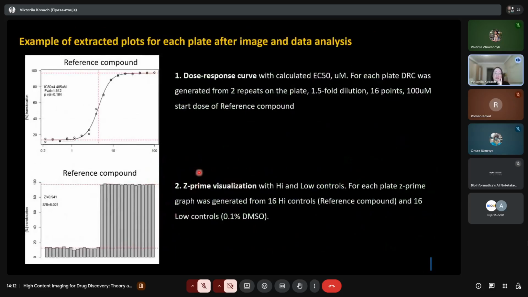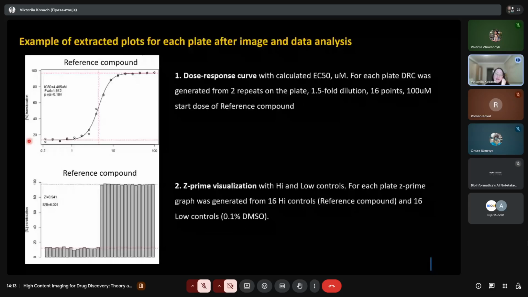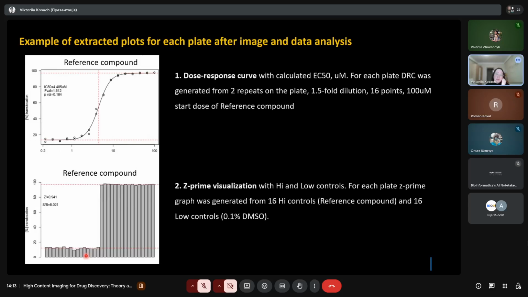After that, we started our high content imaging campaign. You could see an example of a generated reference compound IC50 dose response curve. It was included in each plate as a curve. And these are the final quality controls: vehicle control and reference compound activation control, and the Z factor was about 0.94 after image analysis optimization.